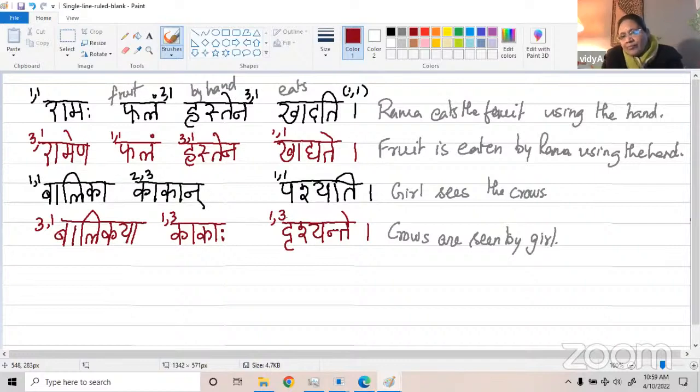So pashyati would be in active and drishyante would be always passive. Is that the way, or do they interchange? Pashyati and drishyate, correct. Pashyati is always active and drishyate is always passive. Always passive. Okay. Thank you, Vidyaji.